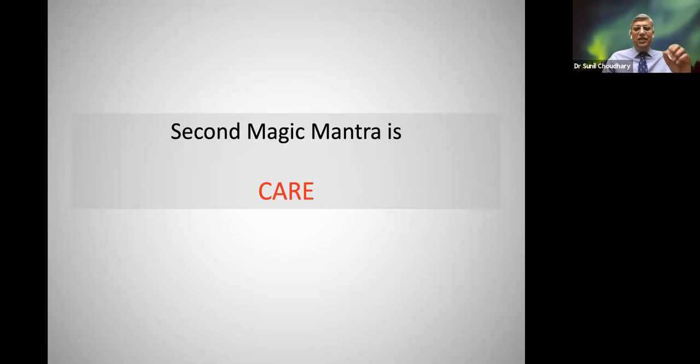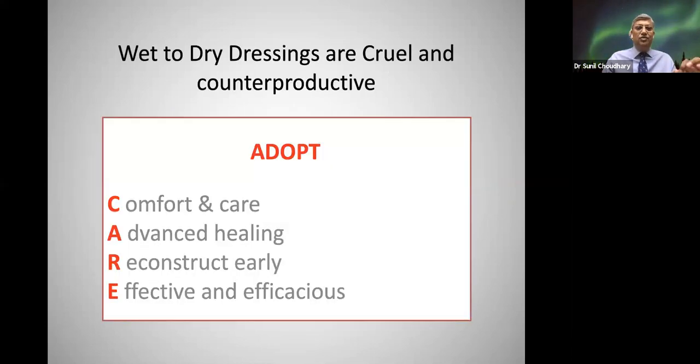What is our second magic mantra? The second magic mantra is CARE. CARE is an acronym which I suggest for comfort and care, advanced healing, reconstruct early, effective and efficacious. Essentially, this summarizes the philosophy that I have about treating these chronic wounds.